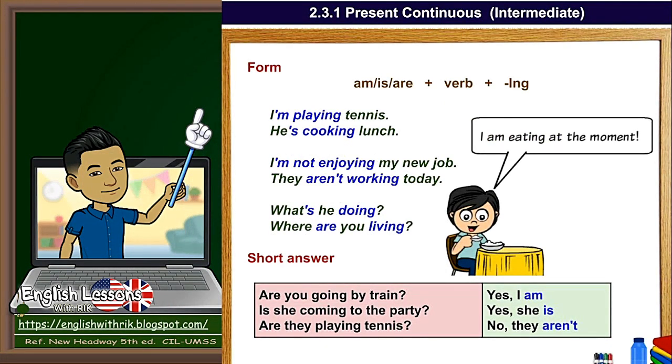Present continuous. Form. We make the present continuous with the positive or negative of am, is or are and the ing form of the verb. I'm playing tennis. He's cooking lunch. I'm not enjoying my new job. They aren't working today.